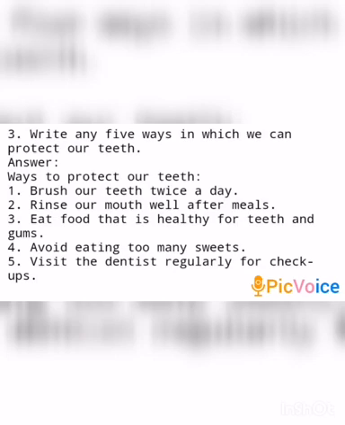Once again, let us repeat the question. Write any 5 ways in which we can protect our teeth. Ways to protect our teeth. First point, brush our teeth twice a day. Second one, rinse our mouth well after meals. Next, eat food that is healthy for teeth and gums. Fourth one, avoid eating too many sweets. Then fifth one, visit the dentist regularly for checkups.